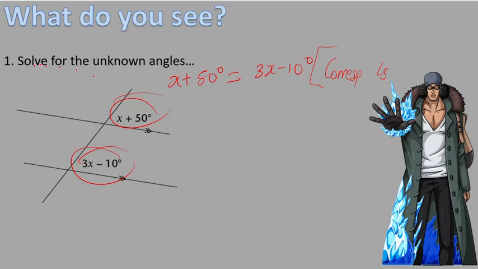Corresponding angles. Now, they didn't give us parallel lines like AB and CD. So if they didn't give us that, we just say corresponding angles. We don't mention the parallel lines because they never gave us the labels of the parallel lines. Afterwards, we separate the knowns from the unknowns.